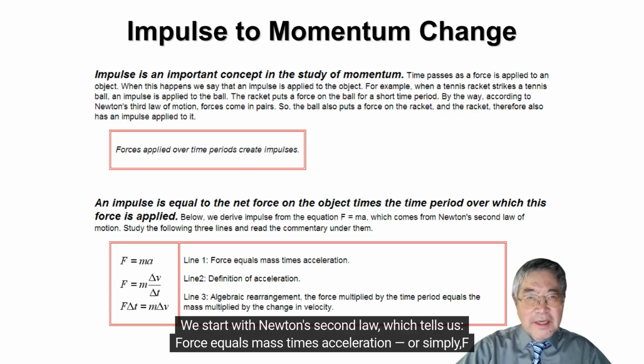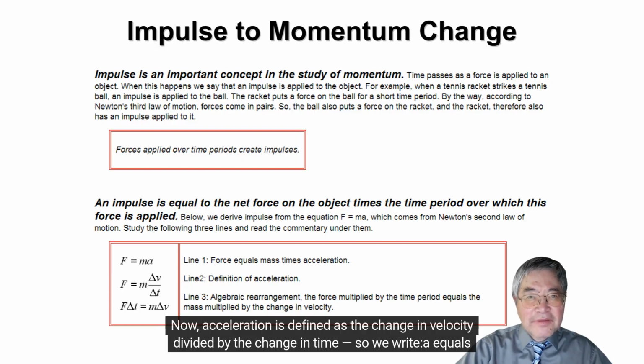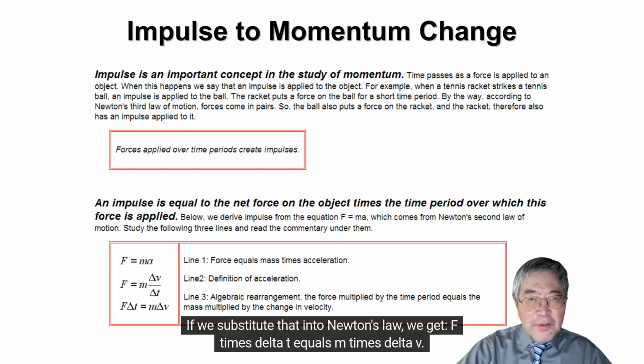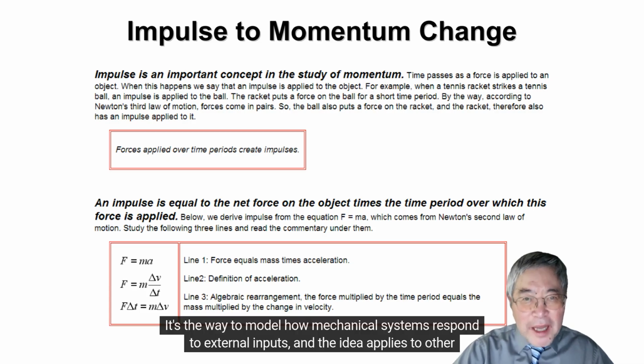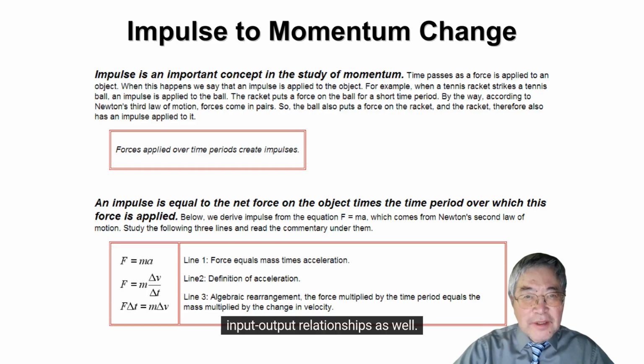We start with Newton's second law, which tells us force equals mass times acceleration, or simply F = ma. Now acceleration is defined as the change in velocity divided by the change in time, so we write a = Δv/Δt. If we substitute that into Newton's law, we get F·Δt = m·Δv. This equation shows us something powerful. Impulse, that's force times time, equals the change in momentum. It tells us that impulse causes the change in momentum. It's the way to model how mechanical systems respond to external inputs, and the idea applies to other input-output relationships as well.